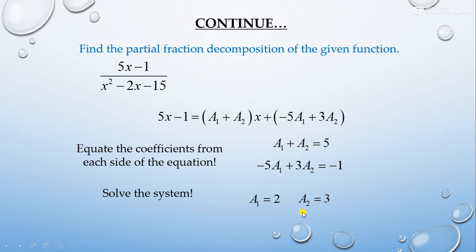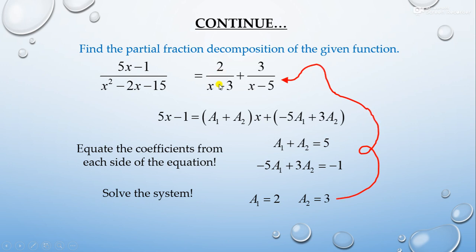So now we have these values. Put them here in our expected expression, that was a1 upon x plus 3 plus a2 upon x minus 5. So now it becomes 2 upon x plus 3 plus 3 upon x minus 5. So this is the partial fraction of the given expression. Clear how to do the partial fraction of this expression? Okay, this is one way.